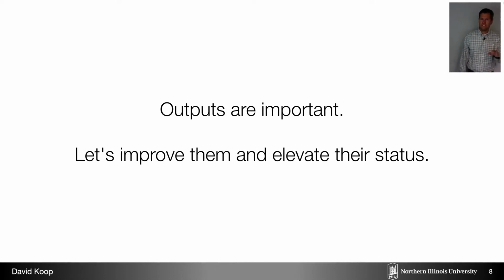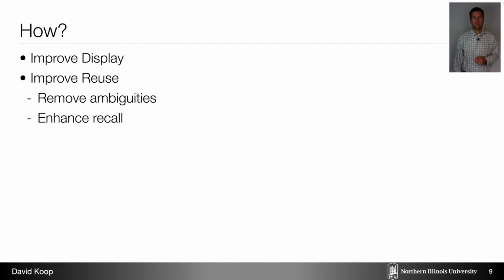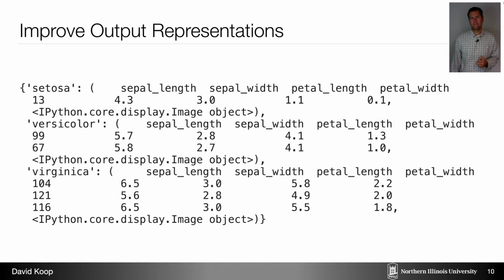So hopefully I've convinced you outputs are important, but I think there are some issues, and I think we can improve them and also sort of elevate the status of output in notebooks. And that's what I want to talk about. So how do we do that? Well, I think one way we can do that is by improving the display of those outputs, right? Fix some of those issues that we see with collections of data particularly. Another way we can fix things is by improving the reuse, resolving ambiguities between which variables people think they're using and which ones they're actually using. And that goes along with enhancing the recall, the ability to recall what was done in the past.